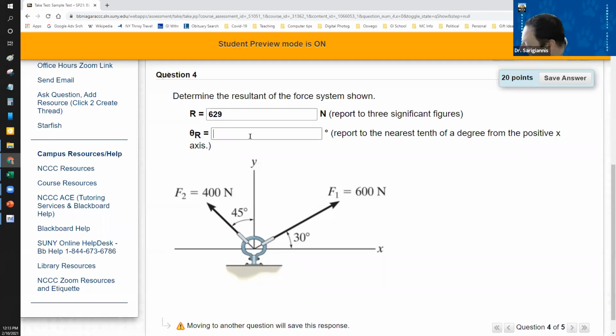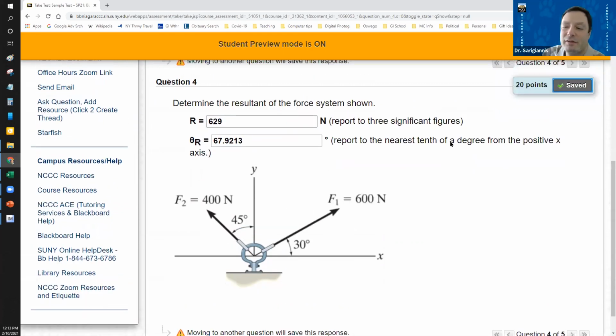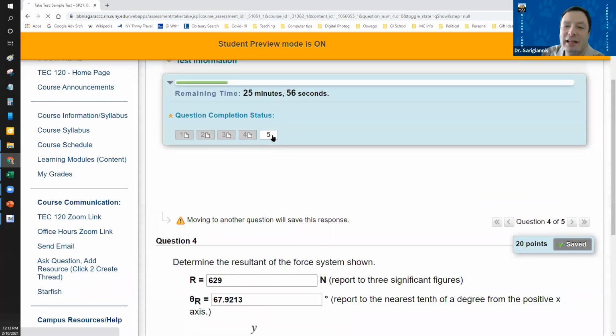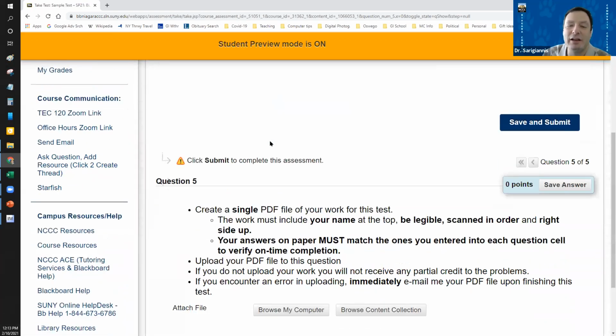The real resultant here is 67.9. Now, let's say I didn't report 67.9. I reported 67.9213, right? I don't know what the exact answer was. So I'm going to save this. And then question 5 is just the upload.